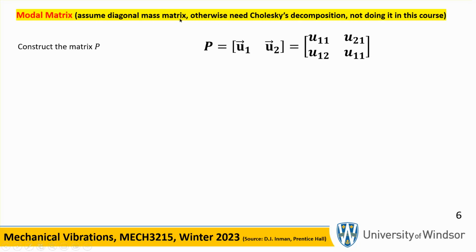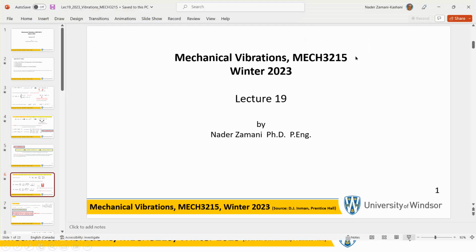Now, assume that the mass matrix is diagonal, otherwise you have to go and use the Cholesky decomposition, which we're not doing in this course. So, you found U1 and U2, you put it in that matrix. So the first column of this P matrix is U1 vector, 2 components. The second column of this matrix is U2 vector, 2 components. So this is U1 as a column vector, and this is U2 as a column vector.